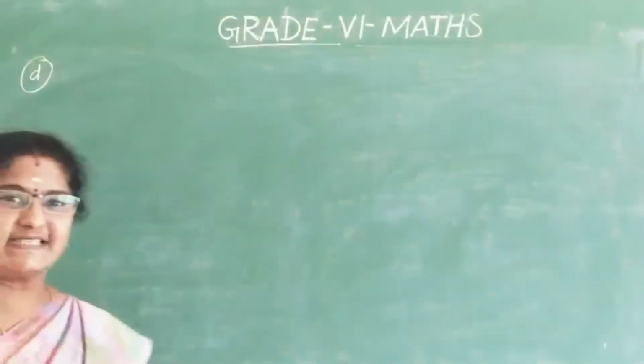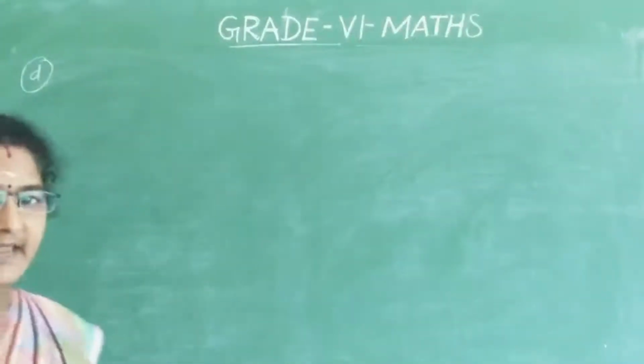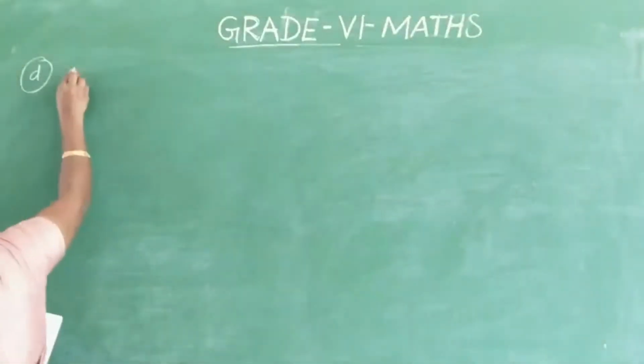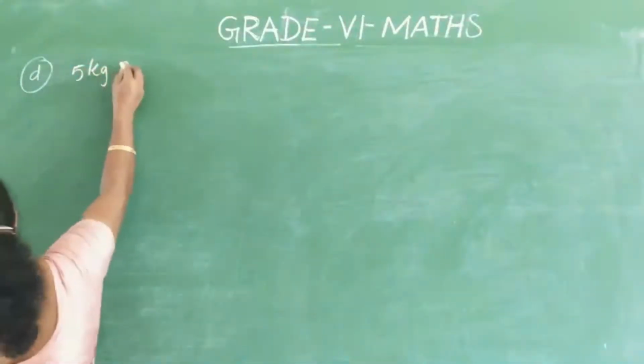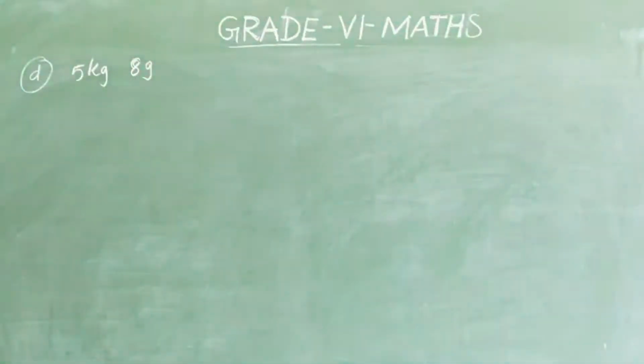Okay, next two sums you did correctly. Very good. Now we do D and E. Okay, start now. E problem, 5 kg 8 gram. Same thing, we convert it to kilogram. So the kilogram we keep as such.